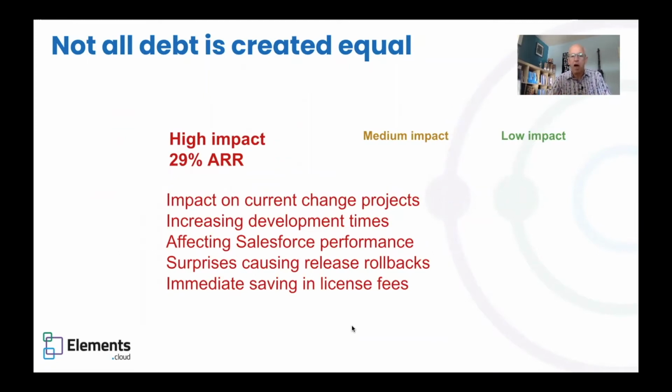You make a change, we break the org, the business stops, we have to very quickly roll back and start again. And maybe even there's an immediate saving in license fees, in terms of there are managed packages we're paying for that just aren't being used, that we can get rid of. Maybe we could reallocate licenses better. So we can immediately pay down that debt. And that's what I call high impact tech debt.